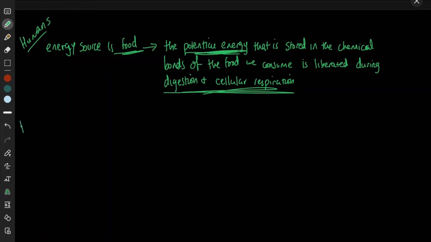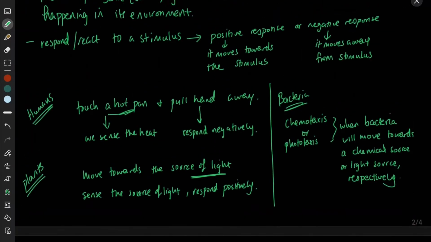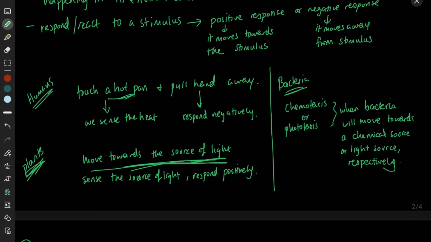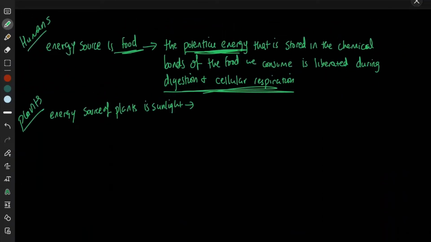So let's look at another organism, right? Let's look at plants. The energy source of plants is sunlight, right? Hence why, like we mentioned over here, plants move towards the source of light, because that's their energy source. And it makes sense for them to want to be as close as possible to the energy source. So sunlight is their source of energy, and plants use sunlight to produce sugar, in the form of glucose, which is what we obviously consume as well, right? And the process that converts sunlight to sugar is known as photosynthesis.